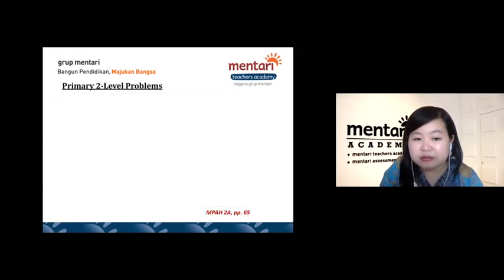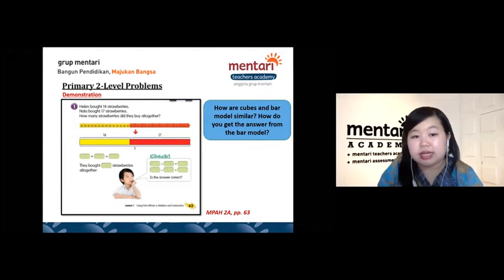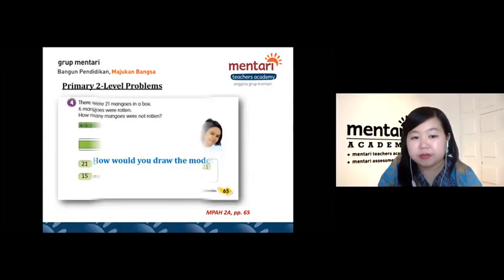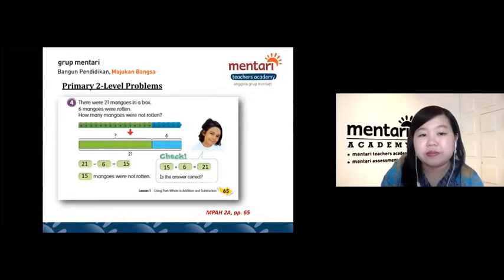So you see that in the first one, we are presented with 2 parts that are combined, and that makes up the whole. And in this one, you have the whole, so the whole set consists of 21 mangoes. And then you know one part of that whole, which is 6. So you are finding the other part, right, which is 15.